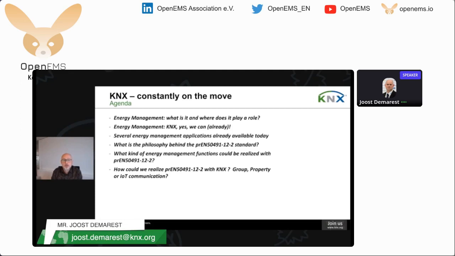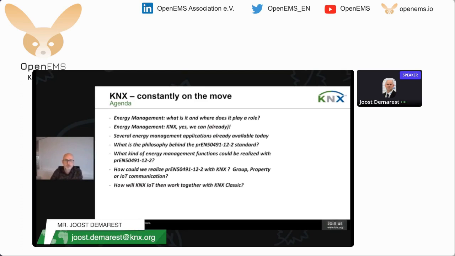Would communication be more appropriate with group communication? Would it be more appropriate with property communication? Or is this something which we really should target for KNX IoT? And then I will round off with an overview slide showing how everything will work together: KNX IoT and KNX Classic and energy management.